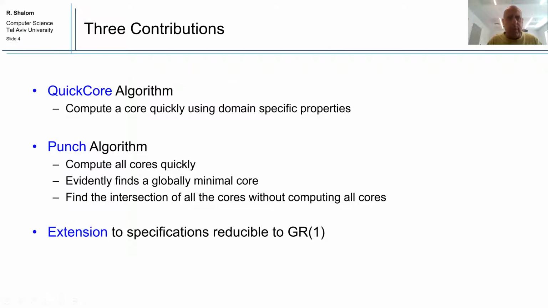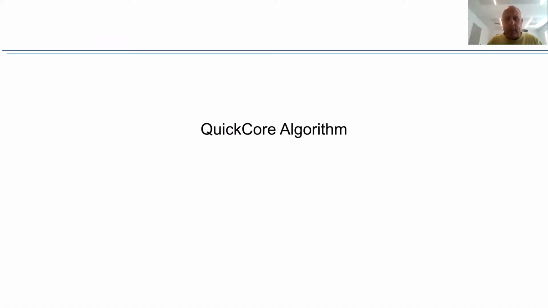For this, we have 3 contributions. One is QuickCore, which computes a core quickly. Another is the punch algorithm that computes all the cores and evidently finds the smallest core, and our algorithm also finds the intersection of all the cores without computing all of them. We also have an extension for specifications reducible to GR1, which is also applicable to other domains, but we won't get into it here for lack of time. Let us now discuss the QuickCore algorithm.